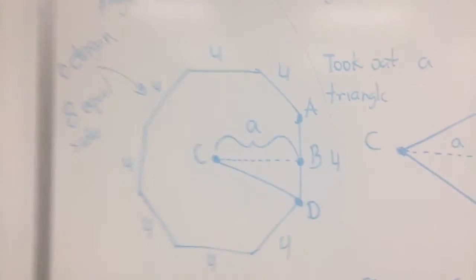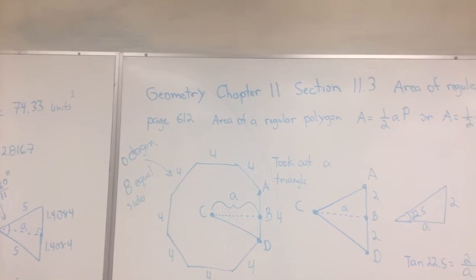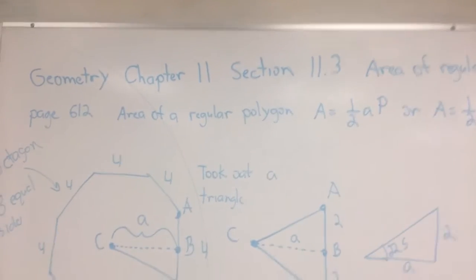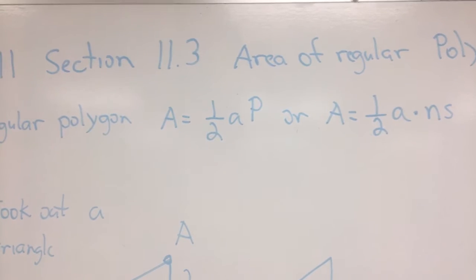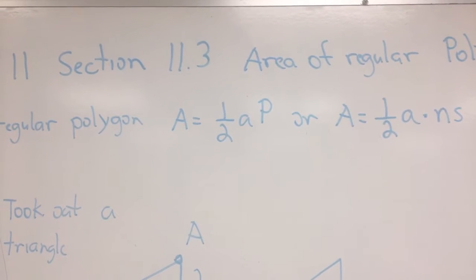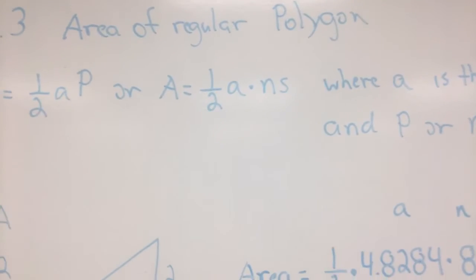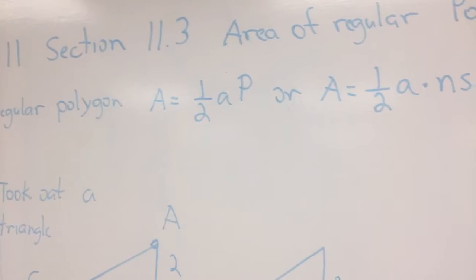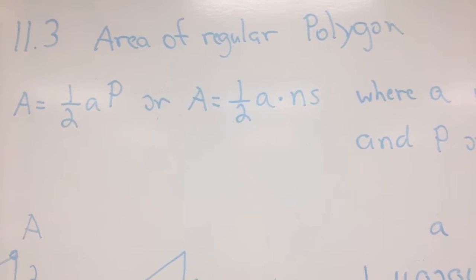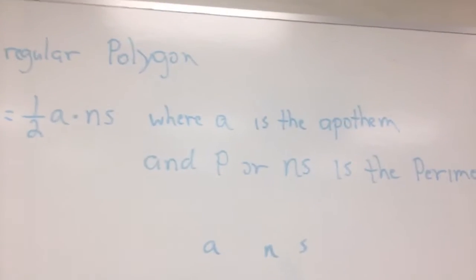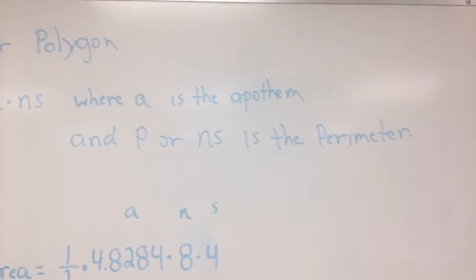I want to go through this example right here. Page 612 in your textbook shows you the area of a regular polygon. There's an equation that says the area of a regular polygon is equal to 1/2 times the apothem times the perimeter. Note the capital P, that's the perimeter. How do you find the perimeter of a regular polygon? It's the number of sides times the length of a side. So you can think of the area as 1/2 times the apothem times the number of sides times the length of the side, where A is the apothem, and P, or N times S, is the perimeter.